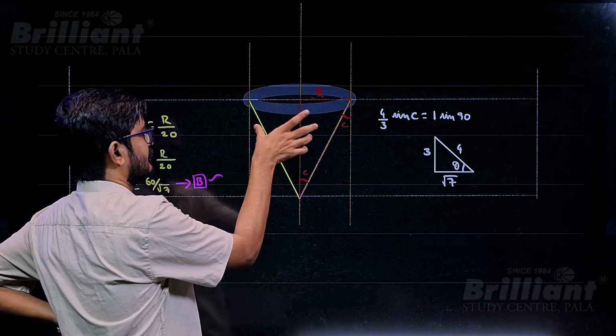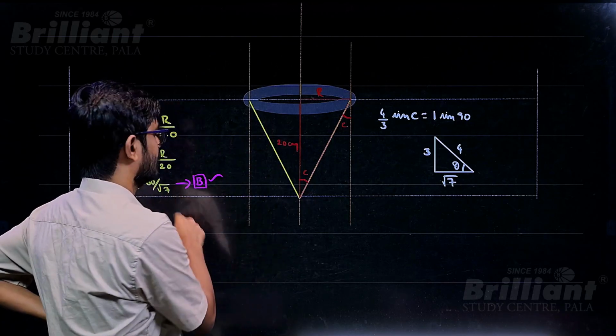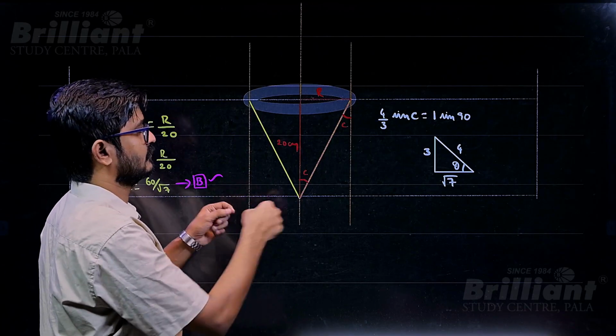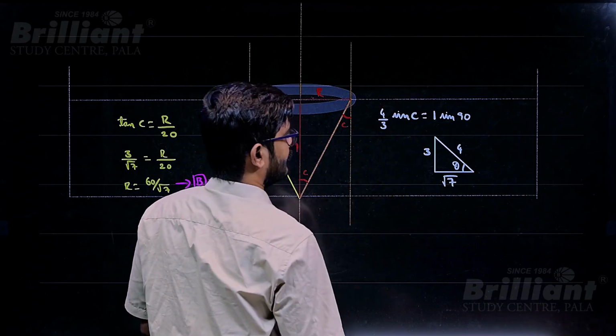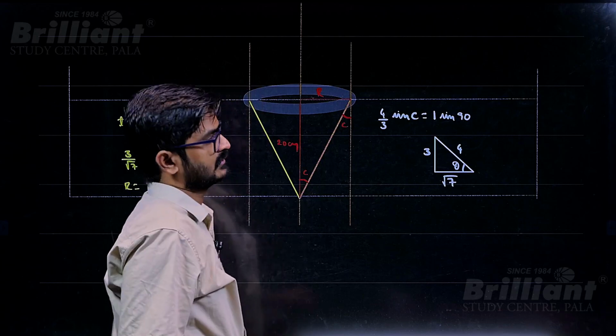So if the radius of the ring is anything between 0 to 60 by root 7, we will be getting a shadow. If the radius of the ring is more than 60 by root 7, this ray anyway will be totally internally reflected back, so there won't be any shadow getting formed.